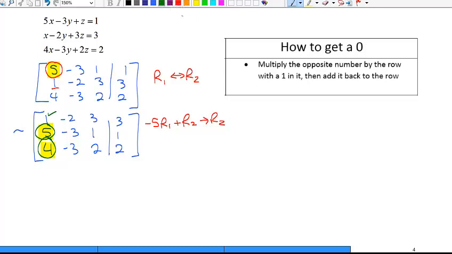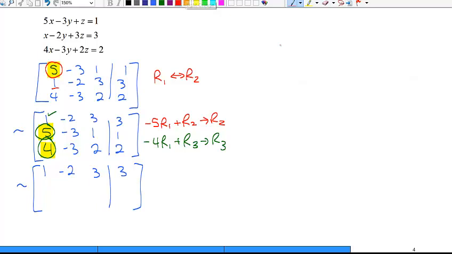At the same time, I'm trying to get the 4 to become a 0, so I take the opposite sign, which is negative 4, times it by the row with a 1 in it, and add it back to row 3, put it into row 3. On my next matrix, notice that row 1 stays the same, so I'm going to go ahead and put that in first. Then I'm going to do the work for the second row off to the side.